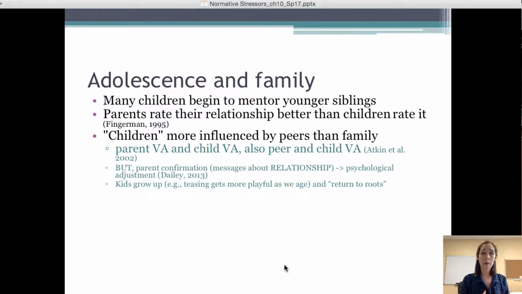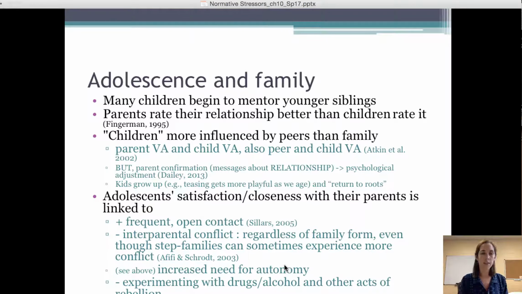As kids grow up, teasing gets more playful as we age. We do return to our roots. So in other words, we're children who are similar to our parents, like all the stuff in our last semester. We get to adolescence, and we're going to tease and be more playful. But then what happens? We see them come back to the level of playfulness with their parents that they were before they were adolescents. And that's just one of many trends that demonstrates kids come back to their roots. But you really got to just get through adolescence.